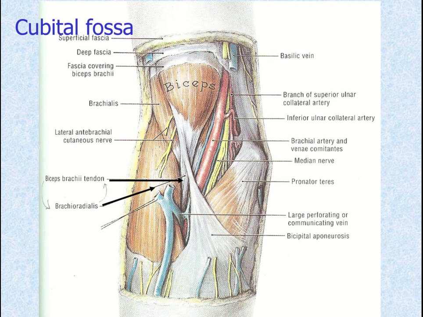Then the cubital fossa. Cubital fossa is an area in front of the elbow joint. So this is the elbow region. As you can see here, there are many important arteries, veins, and nerves. This is the median nerve, this is the brachial artery, and these are deep veins in relation to the brachial artery. The deep veins in the limbs are called venae comitantes. Then you can see some of these tendons in this cubital fossa. You need to know these things in order, from medial to lateral. So that is about the cubital fossa.